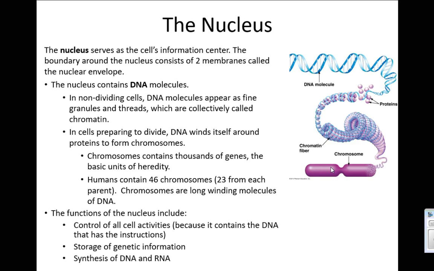Now that does not include our sex cells that we produce in adulthood, which in men are sperm that contain 23, and in females you're going to produce 23 in your eggs. That way if you reproduce, you're going to produce a zygote with your partner containing 46 chromosomes. Overall, the function of the nucleus is to control all cell activities because of the instructions contained in DNA.